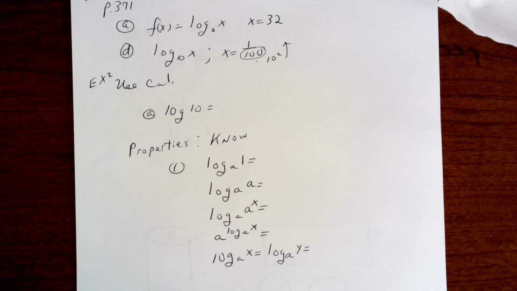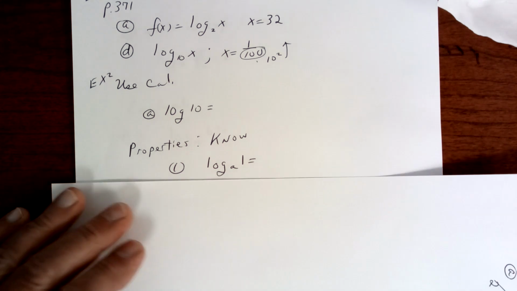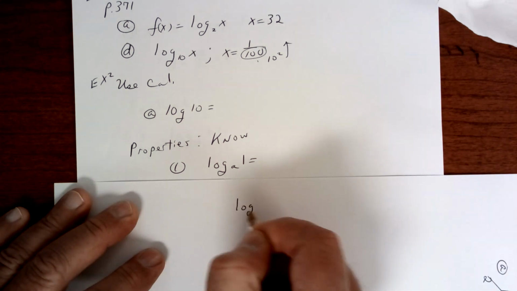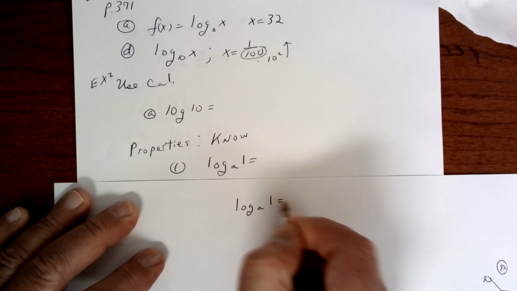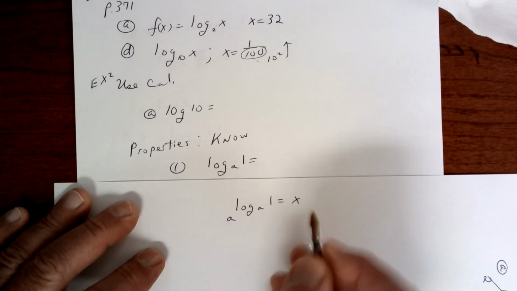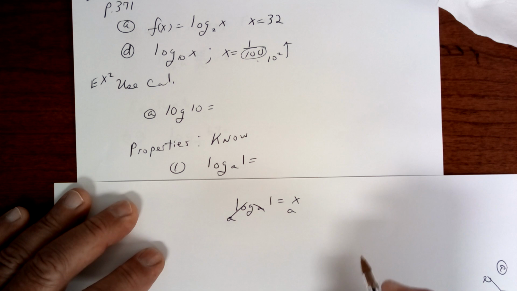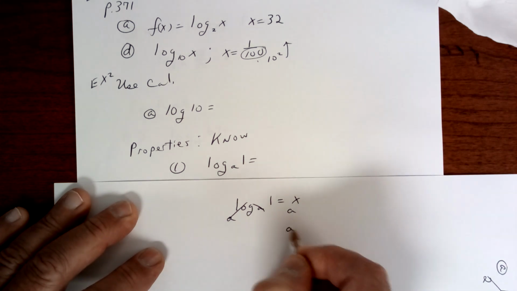All right, so let's work these. You're going to say log base a of 1 is equal to x. Then you're going to raise it to the a power. This cancels, so you're going to get a to the x equals 1.